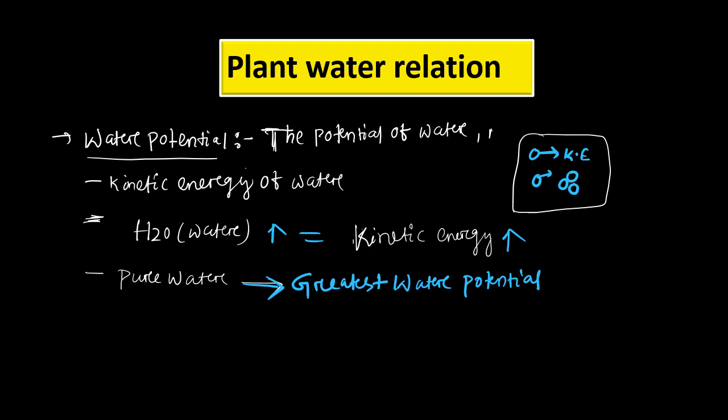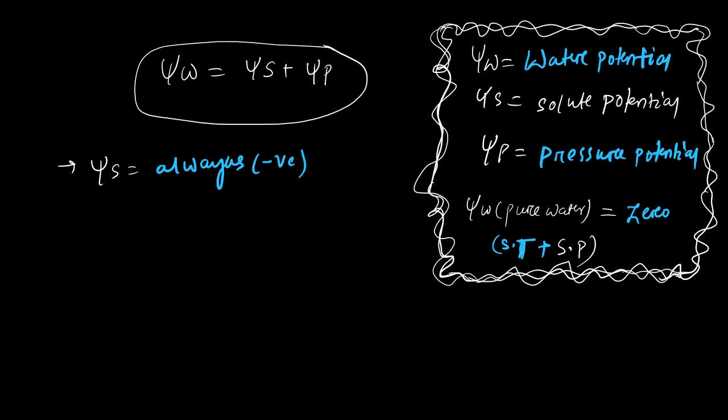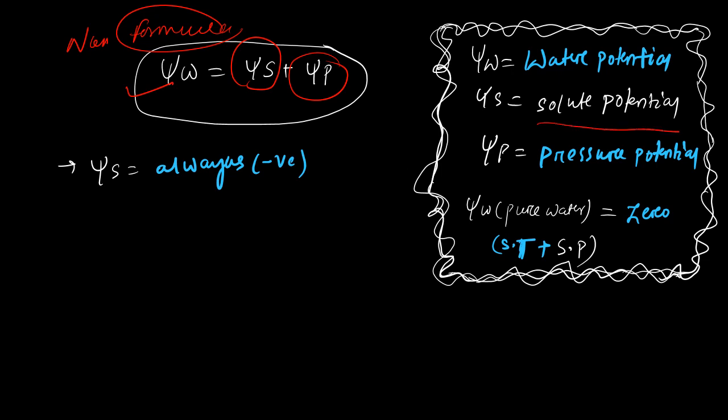Pure water has the greatest water potential. Now a formula arises from this. The water potential is denoted as psi w, and there are psi s and psi p. Psi w equals psi s plus psi p, because psi s is known as solute potential and psi p is called pressure potential.